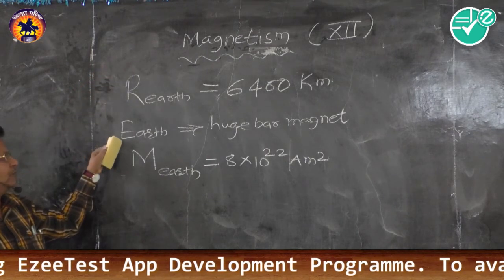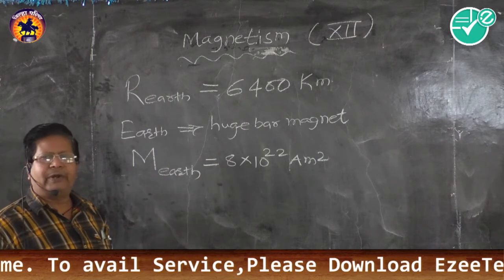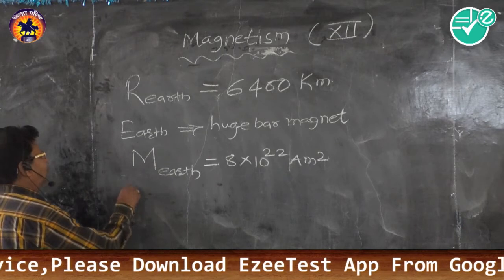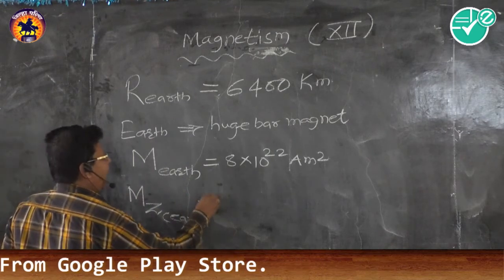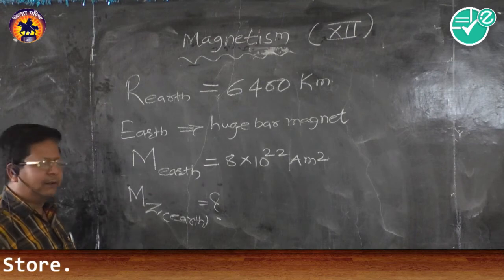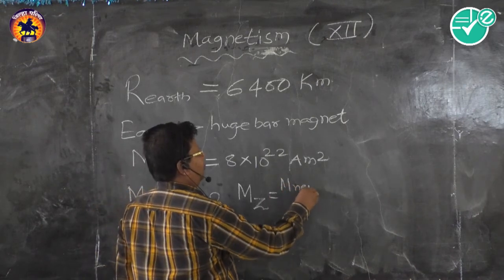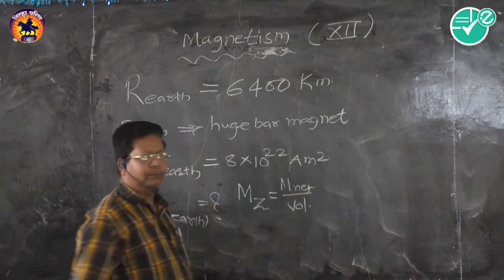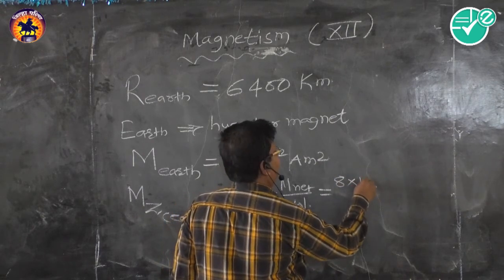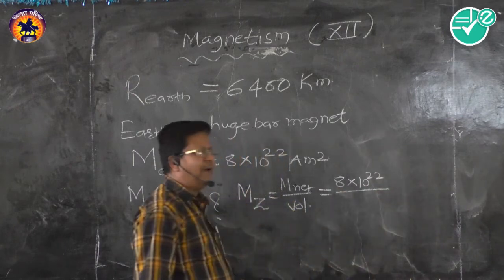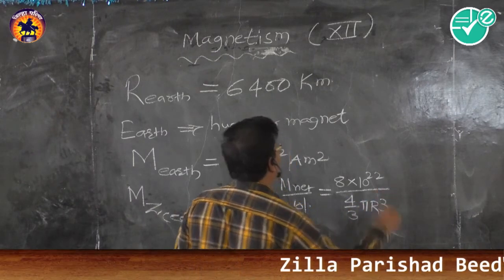That means in this numerical we are provided the radius of the earth, which is 6400 km, and another data is given, that is the magnetic dipole moment of the earth, which is 8 into 10 to the power 22 ampere meter square, and we have to find the magnetization of Earth. So as usual, we know that the magnetization is given by the formula net magnetic dipole moment divided by volume. As magnetic dipole moment is provided, which is 8 into 10 to the power 22 ampere meter square divided by volume, and volume is 4 by 3 into pi r cube.